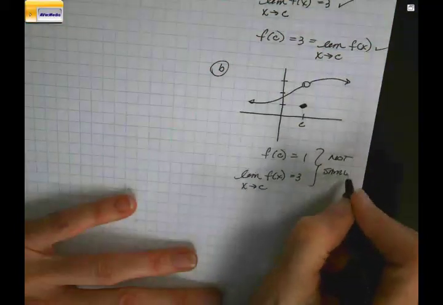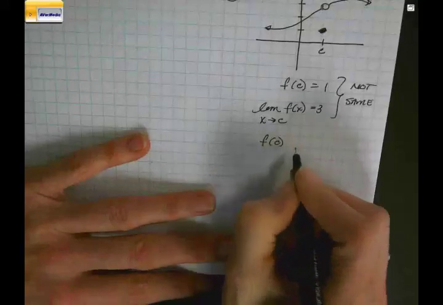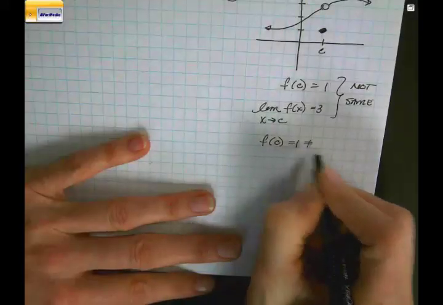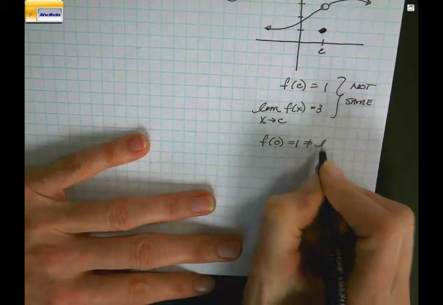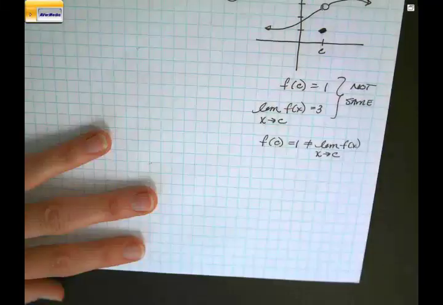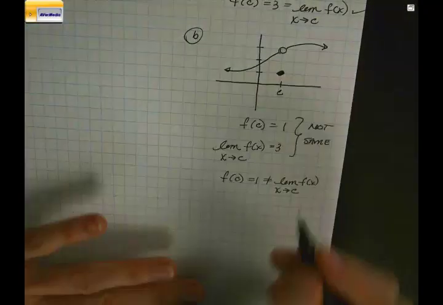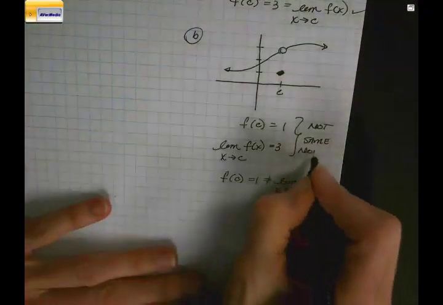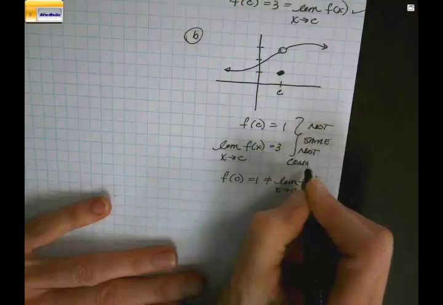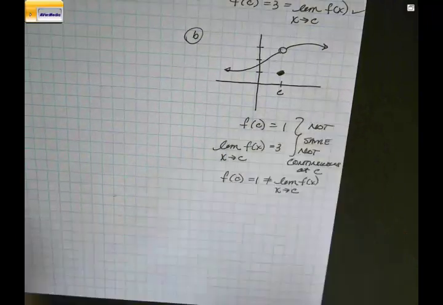So if you really wanted to write it down, you would say f of c, which equals 1, is not equal to the limit of f of x as x is approaching c. So there would be your proof of discontinuity. Not the same, so I should put not continuous. Not continuous at c.